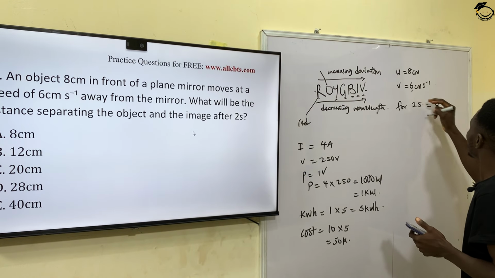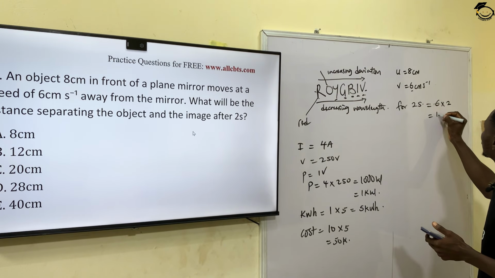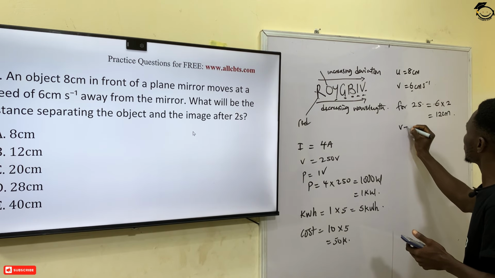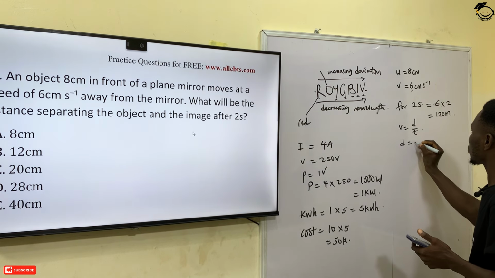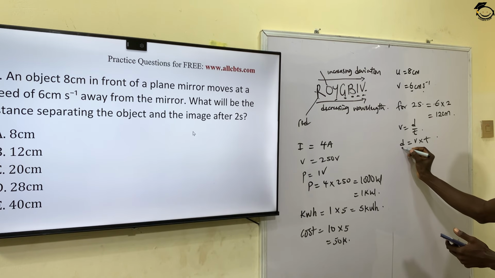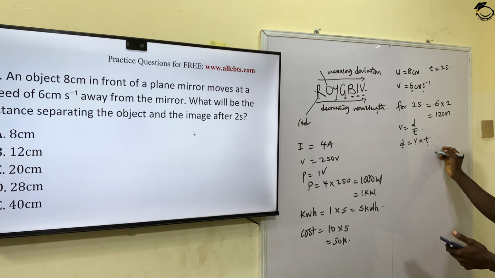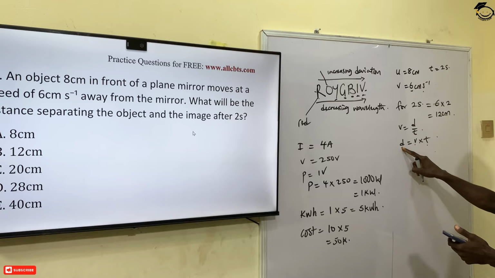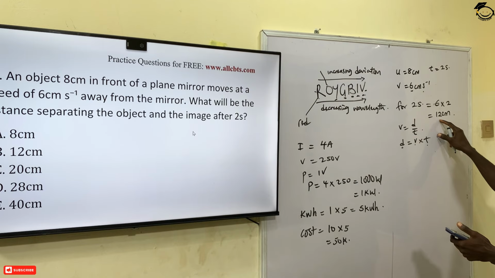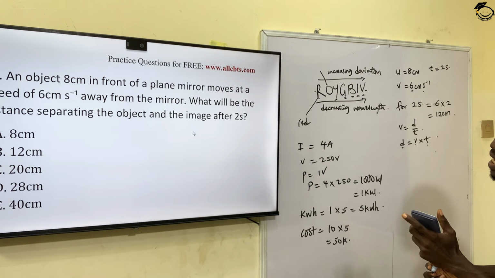That's 6, which is the velocity, times the time, which is 2, and that will give you 12 centimeters. So the distance here, we know that velocity is equal to distance over time, which means that my distance is equal to velocity times time. So if the velocity is 6 centimeters per second, and the time was given as 2 seconds, the distance that it has moved in that 2 seconds is 6 times 2, and that will give you 12 centimeters.